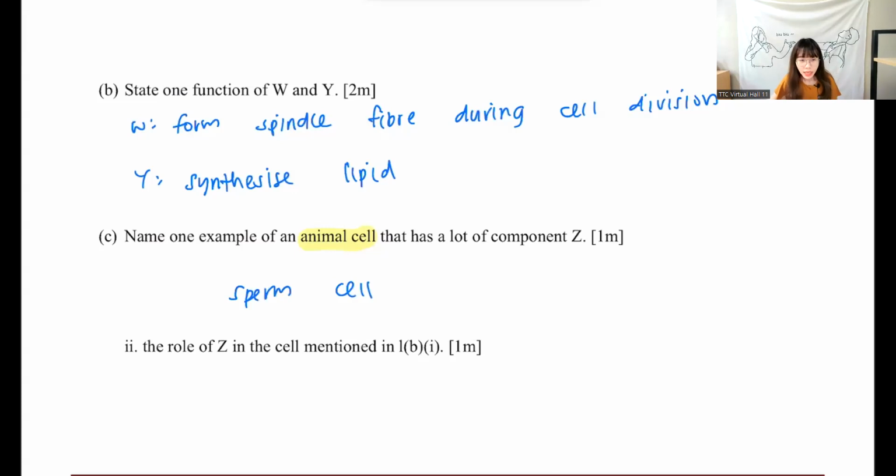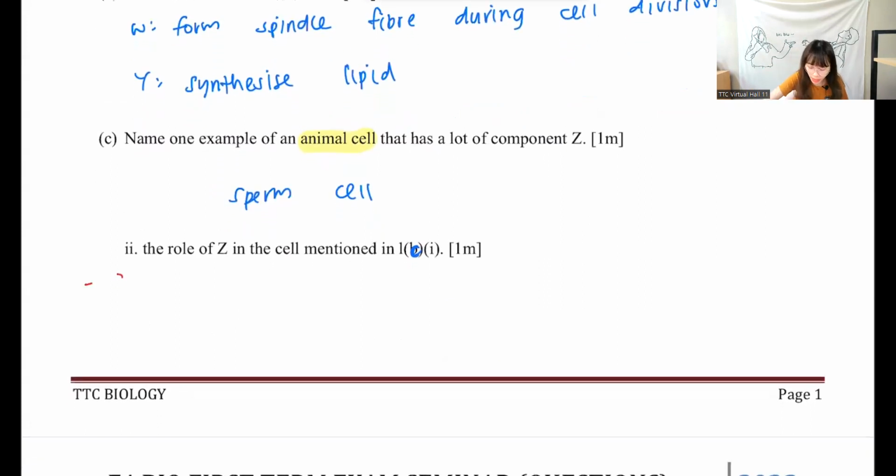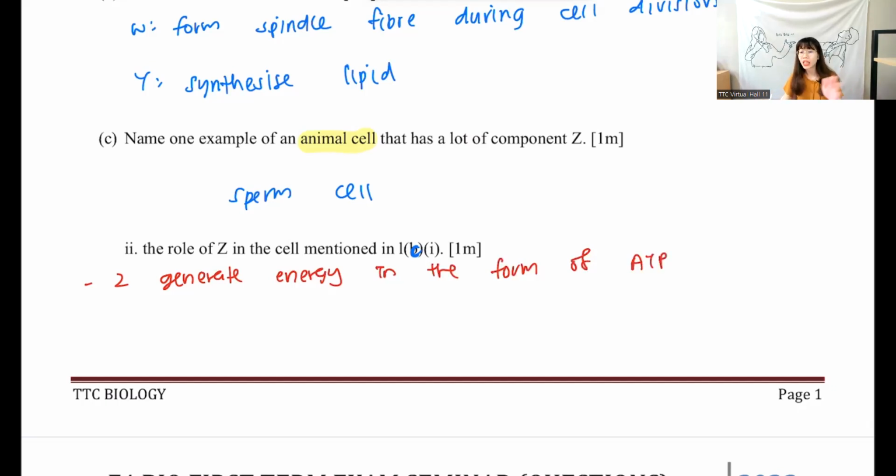Then it asks, the role of Z in the cell mentioned in C1. So what is the function of sperm cell? They have to swim and fertilize the ovum, right? Usually this kind of question is 2 marks. If it's a 2 marks question, the first sentence, we have to write the function of mitochondria. So you can say, Z generates energy in the form of ATP. So you talk about the function of the mitochondria first, and then the sperm cell.